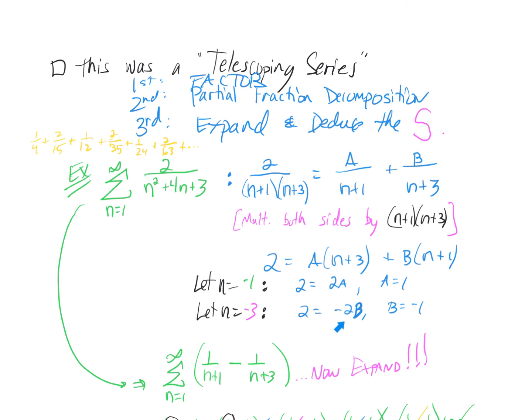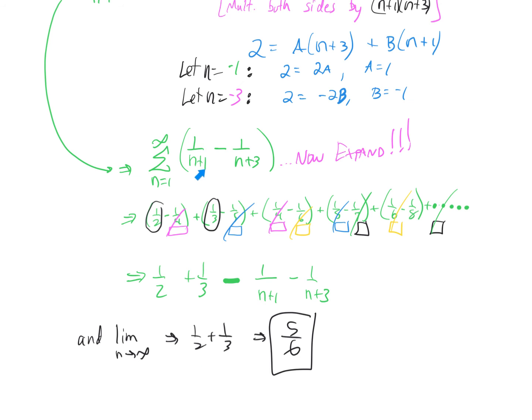And if -2b is 2, then b is -1. So now we know how we can decompose this fraction into separate fractions: 1 over n plus 1, and when b is negative, minus 1 over n plus 3. So write that out, and time to expand.